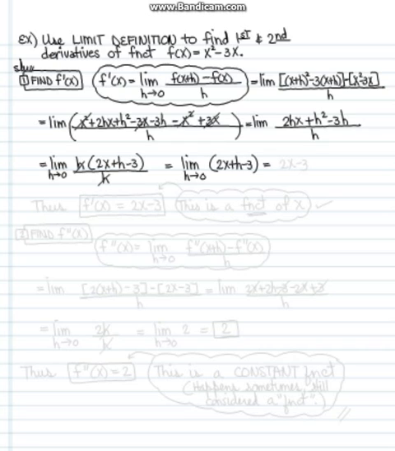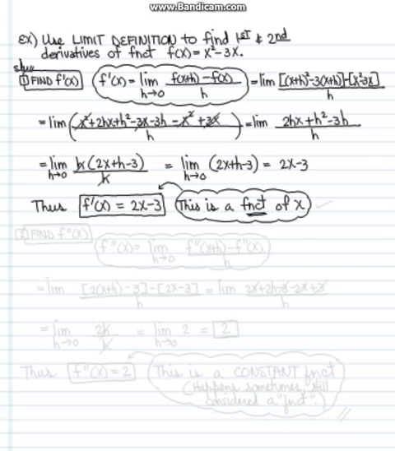We can do a direct substitution because this is a polynomial. We get 2x minus 3. Thus, we found that the derivative f prime of x is equal to 2x minus 3. Now, this is a function of x, you'll notice, because it contains an x. It's not a number, it contains an x. So we're allowed to do step 2, take another derivative.